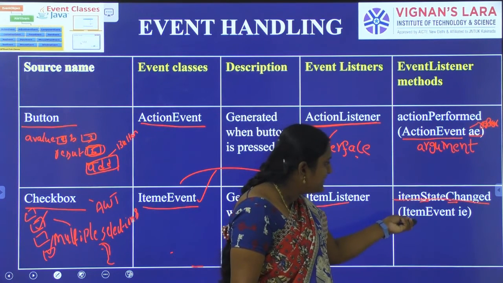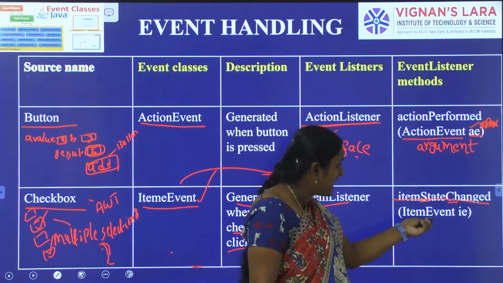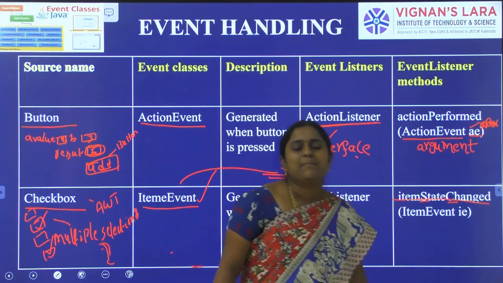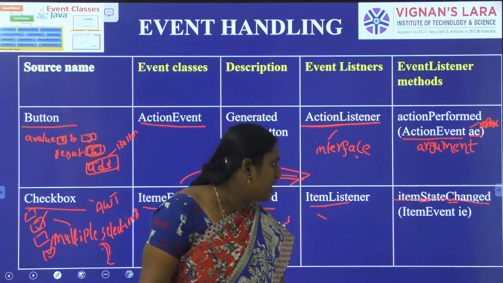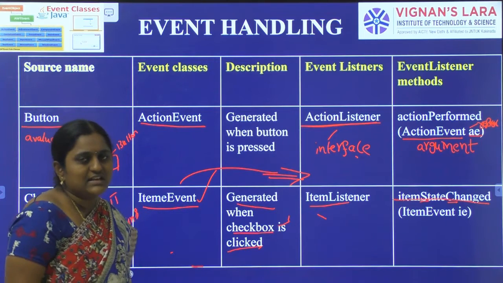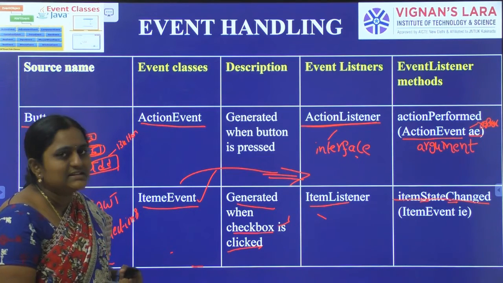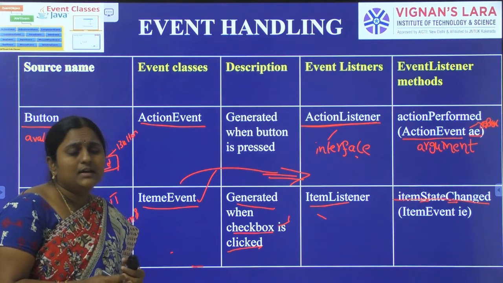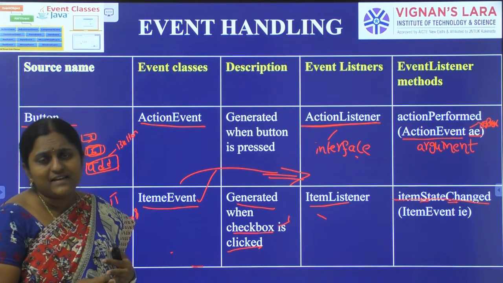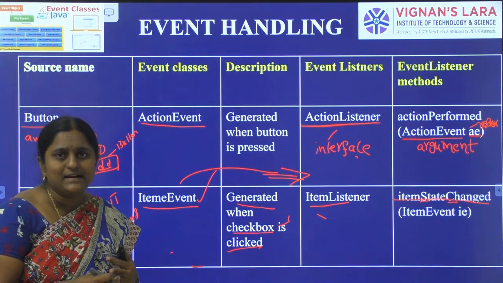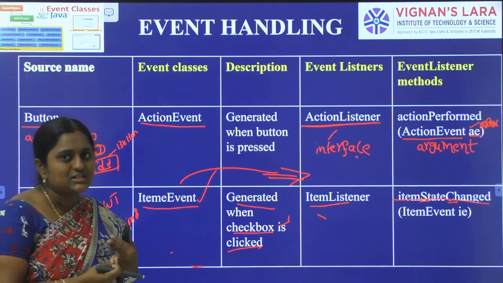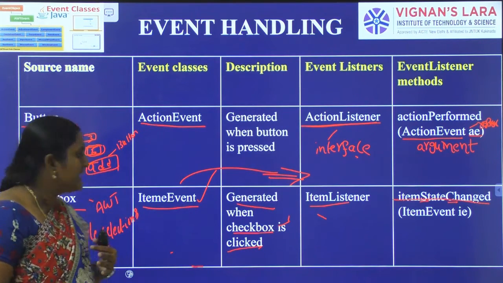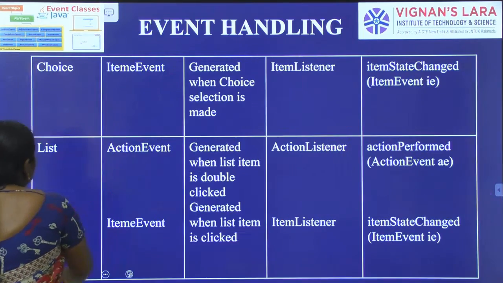So here item event is an object. Item event is supplied as an argument to this method. And I is the reference, because item listener is an interface. Any method defined within an interface should be an abstract method. It contains only method declarations without any body.